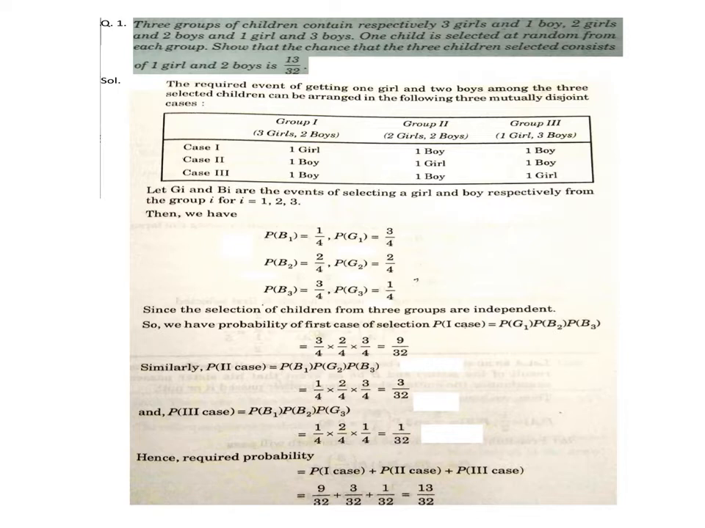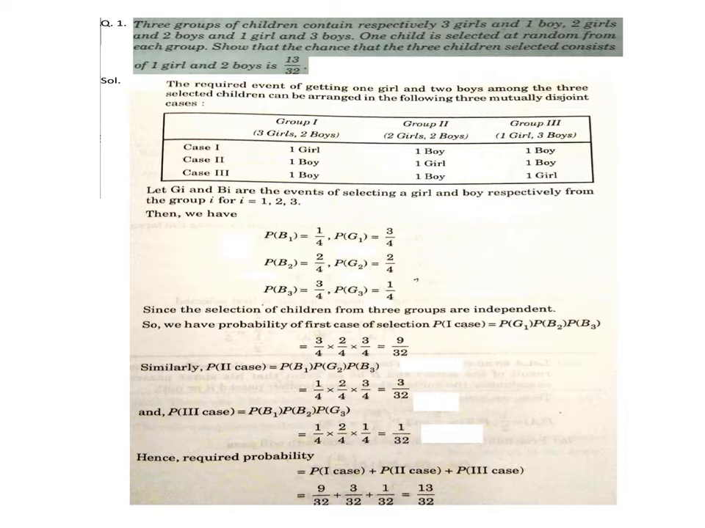Question number 1. Three groups of children contain respectively 3 girls, 1 boy; 2 girls, 2 boys; 1 girl, 3 boys. There are 3 different groups having different numbers of boys and girls. One child is selected at random from each group, that is from the first group, second group and third group. Show that the chance that the 3 children selected consist of 1 girl and 2 boys is 13 by 32. Why 3? Because 1 from the first group, 1 from the second and 1 from the third. So totally 3 children are selected. The probability of doing that is equal to 13 by 32, which is what we have to prove.